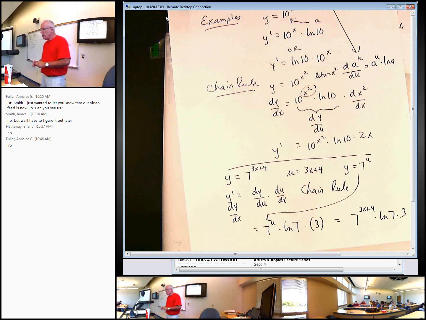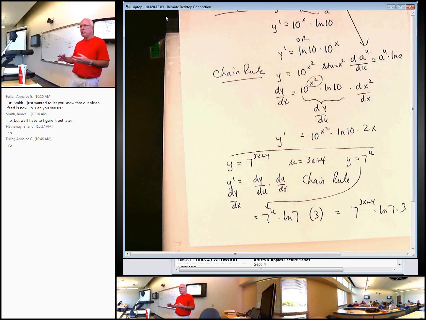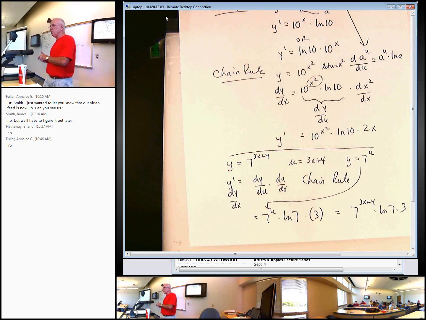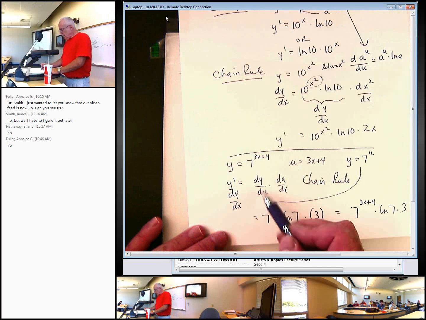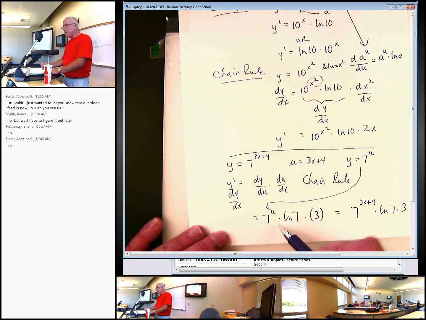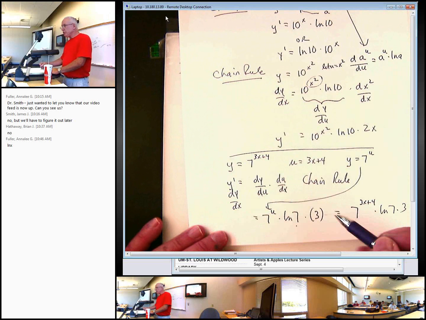Okay, so that's another example with the chain rule. Remember, it's peeling the onion. You go from the bigger function to the inside function to get your answer. Does anybody have a question here on this chain rule, particularly with this one here? We're seeing this as 7 to the u power, and then we're getting dy du, which is 7 to the u times ln of 7, but we finally then have to multiply by du dx, which is going to be a 3. Chain rule. Okay?